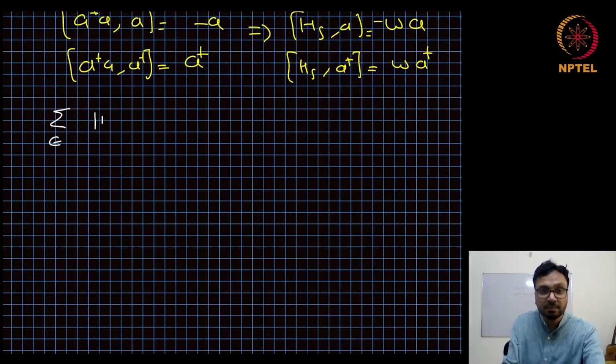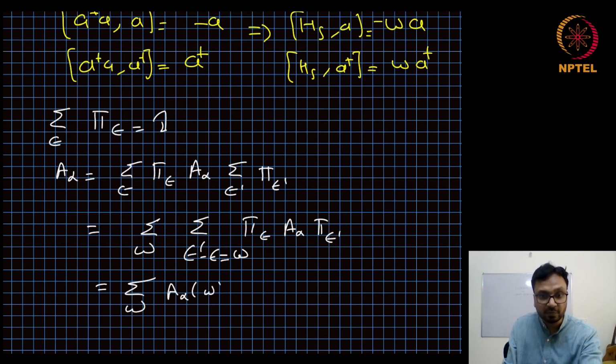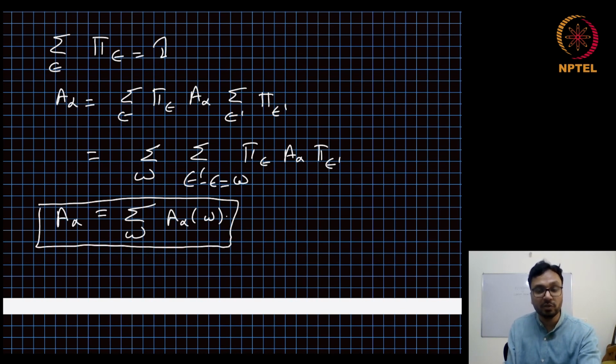Since the sum over epsilon of Pi epsilon is the identity, that is the completeness relation, A alpha is the sum over epsilon of Pi epsilon, A alpha, sum over epsilon prime of Pi epsilon prime, and this can be written as the sum over omega and the sum over epsilon prime minus epsilon equals omega of Pi epsilon A alpha Pi epsilon prime, which becomes the sum over omega of A alpha of omega. So in that way, A alpha can be decomposed as the combination of A alpha of omega for all the omega.